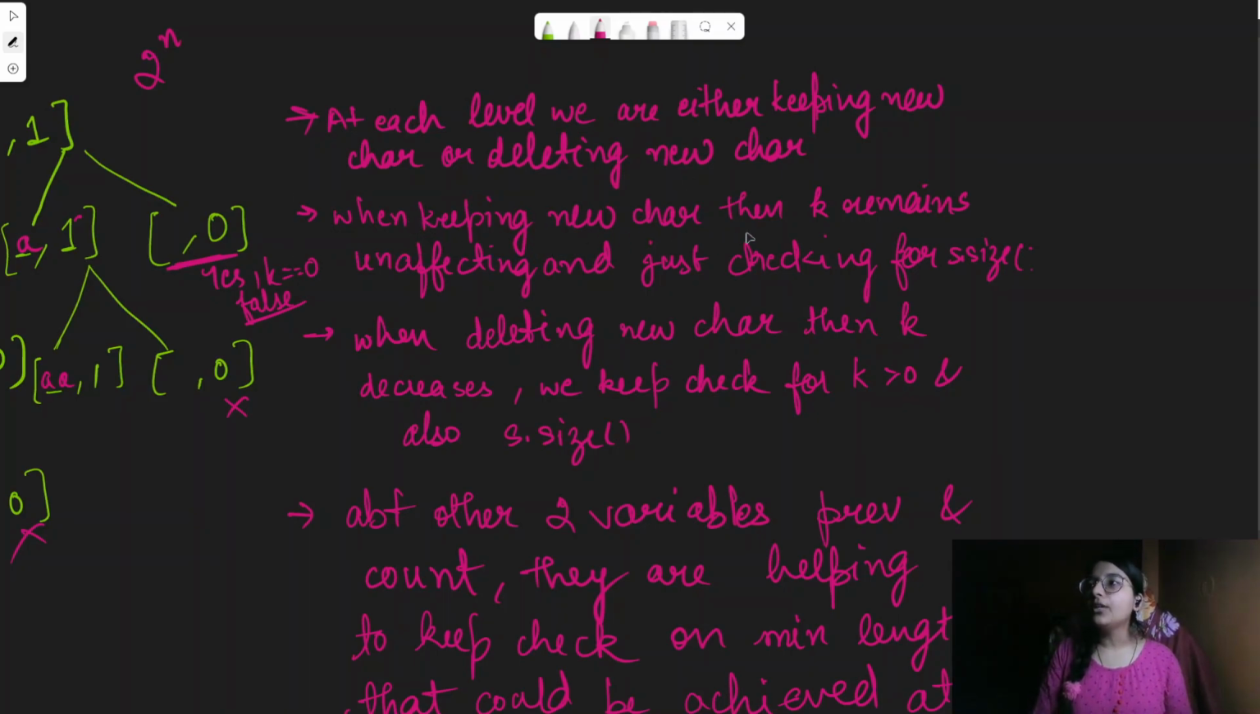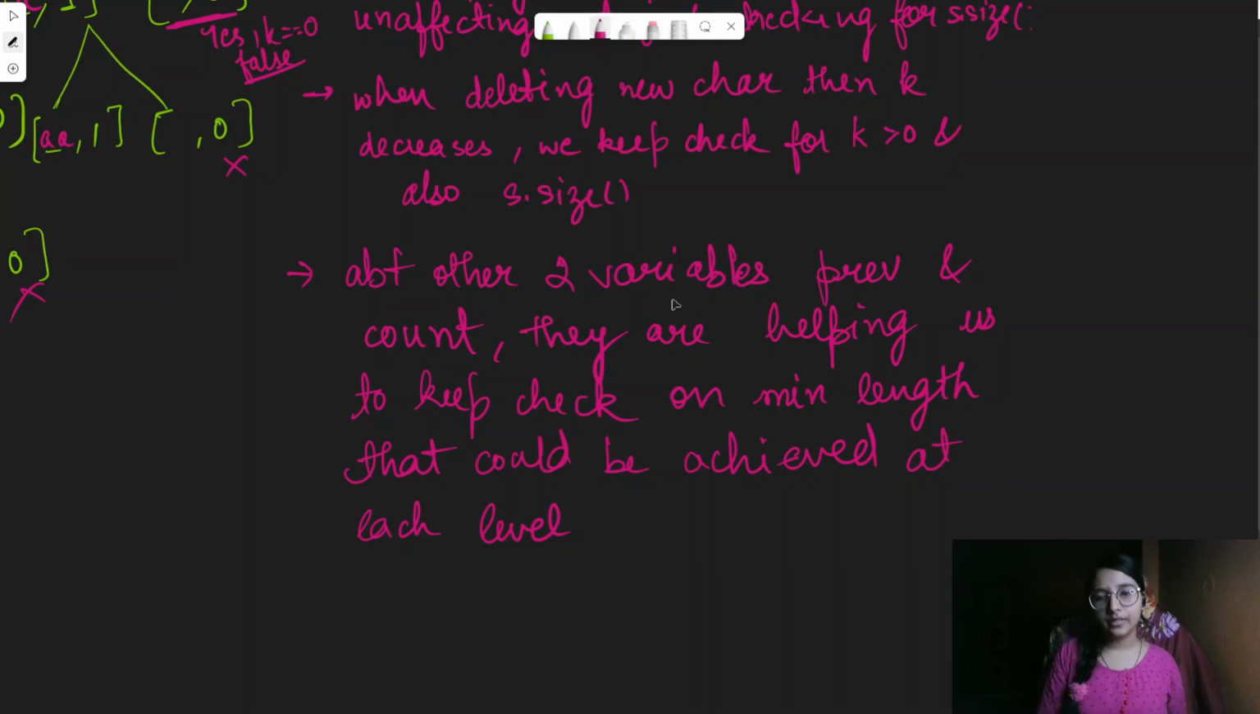Then, when keeping the new character, K remains unaffected and we just check for S dot size. Because at this point you were checking S dot size, right? And when deleting the new character, K decreases. We keep a check for K greater than 0 and also S dot size. Now, about the other two variables, that is the previous character and the count of the character, they help us keep a check on the minimum length that could be achieved at each level.